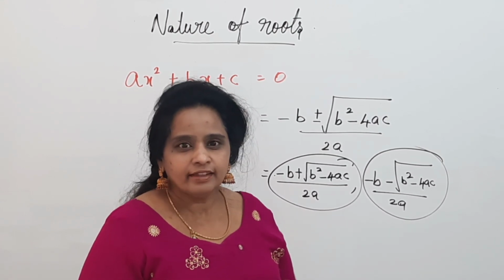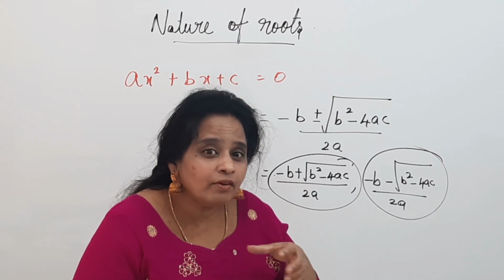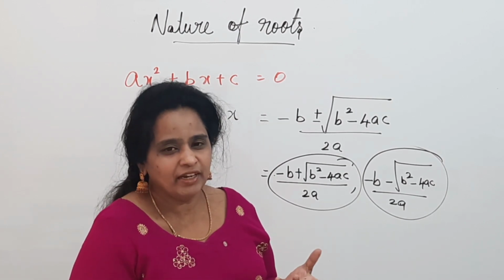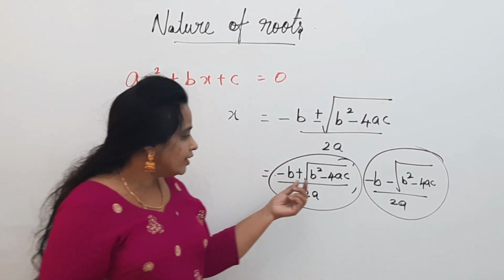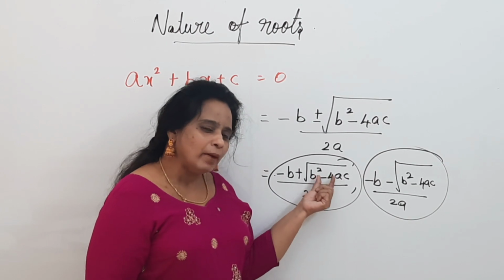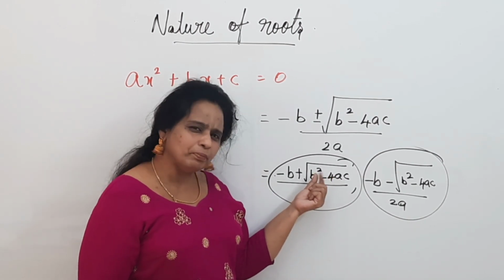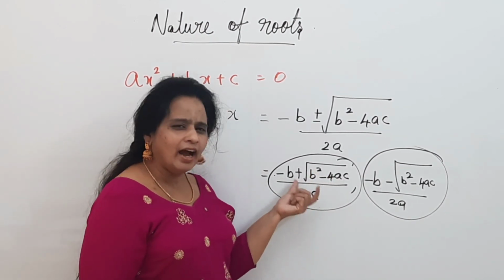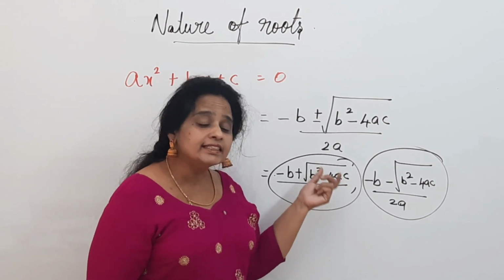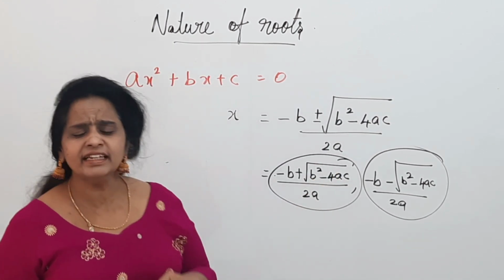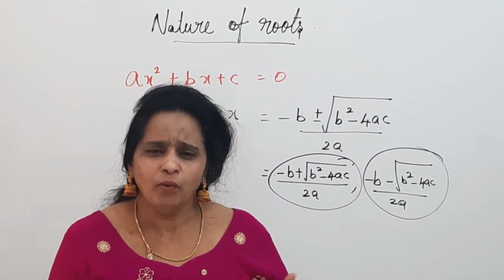That is, they have their own set of values. That's the meaning of it. So the same way here you can see this b square minus 4ac. It seemed to be a bit difficult when we compare to the other terms, but this determines the nature of the roots. Now how does it determine?